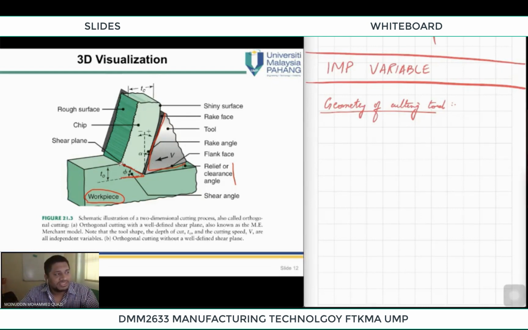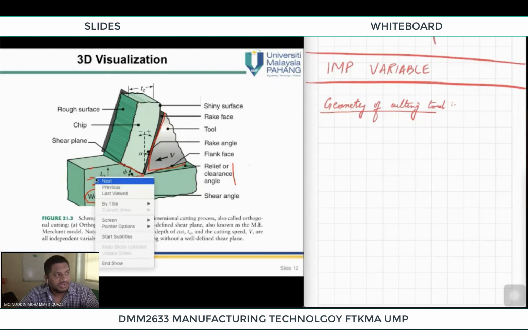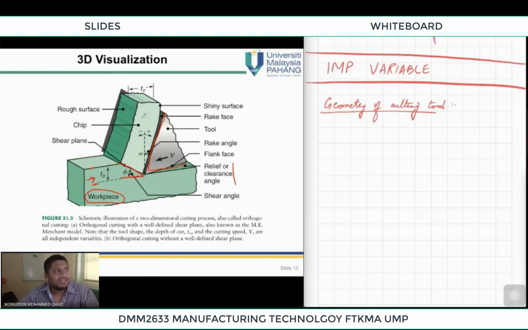Now the distance from the top surface to the cut where the tool is producing the cut is called T naught. This is the depth of cut, DOC, or T naught. The chip produced has a thickness, denoted by TC, the thickness of the chip.